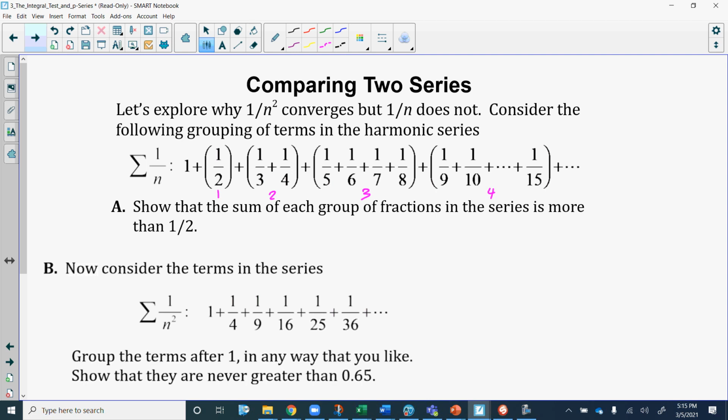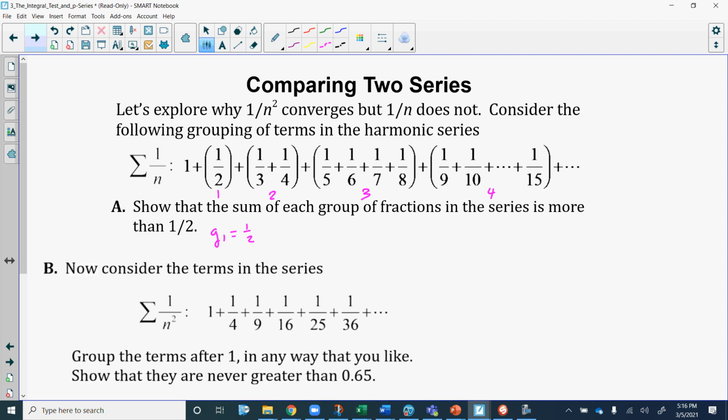And part A says, show that the sum of each group of fractions in the series is more than 1/2. Okay, well, that's easy to do. So group 1, well, it's just 1/2.